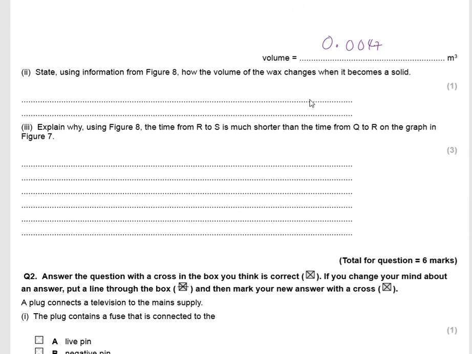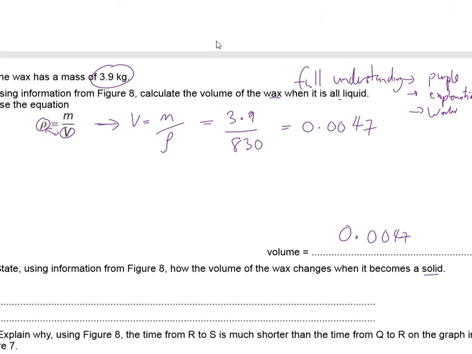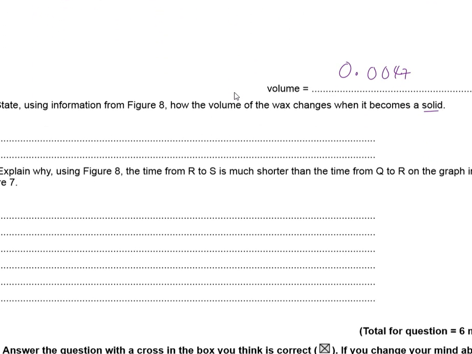Now the volume of the wax changes when it is solid. First of all, the volume is a liquid. How do we know it's a liquid? It says here, when it is all liquid. So wax, when it's melted, is going to be liquid. So this is liquid form. Okay. Now when it's solidified, it's going to become solid, and we can see that the volume decreases, because liquid takes more space compared to solid, so therefore it decreases.